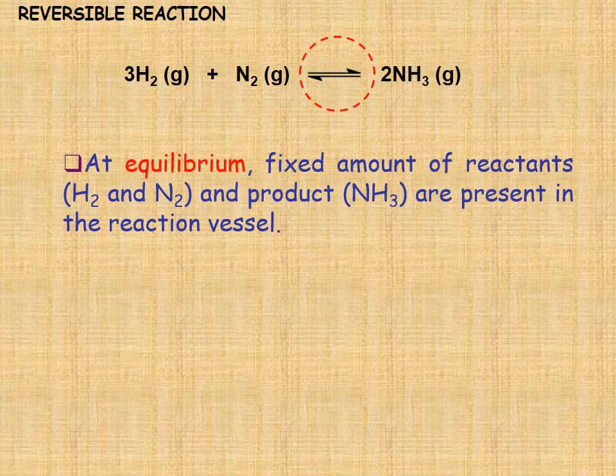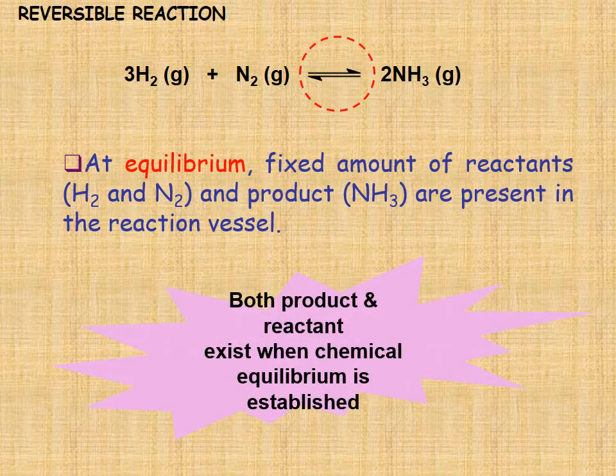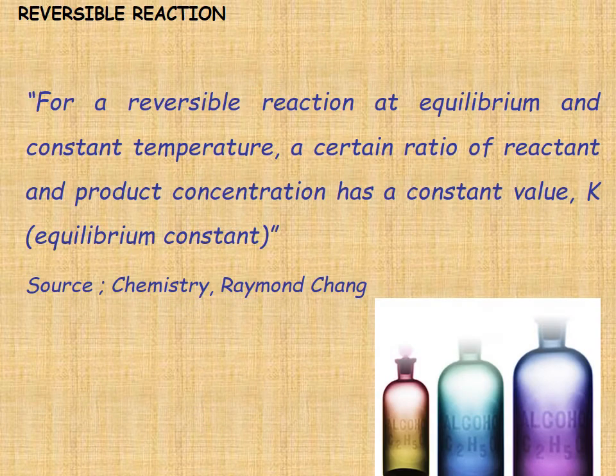At equilibrium, fixed amounts of reactants, hydrogen and nitrogen, and product, ammonia, are present in the reaction vessel. Both product and reactant exist when chemical equilibrium is established. For a reversible reaction at equilibrium and constant temperature, a certain ratio of reactant and product concentrations has a constant value K, the equilibrium constant.